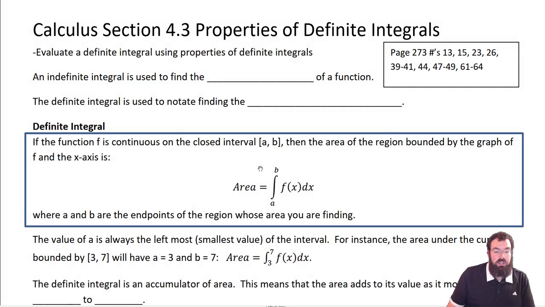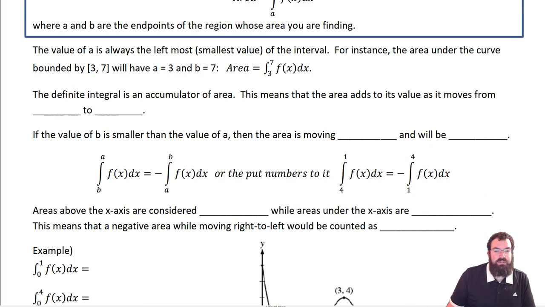Now the value of a is always the leftmost, and the value of b is always the rightmost. So it always has to be that way. The bottom number always has to be smaller than the top number. Obviously, you think that makes sense, but you'd be surprised at how often we don't change that. The definite integral is an accumulator of area. This means that area adds to its value as it moves from left to right.